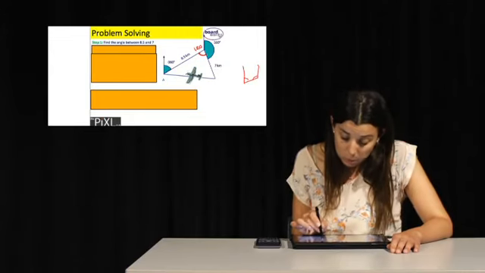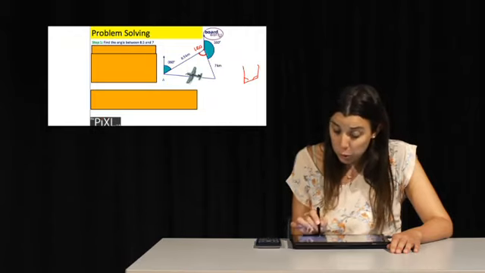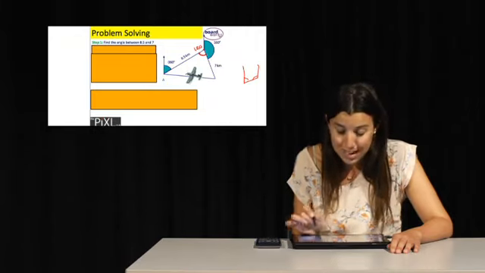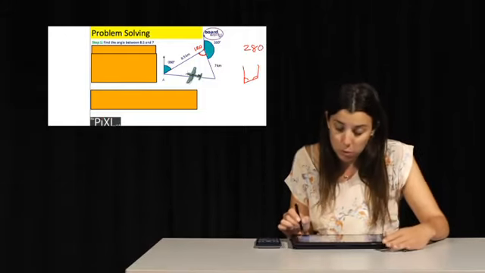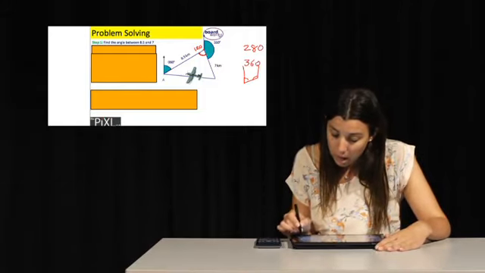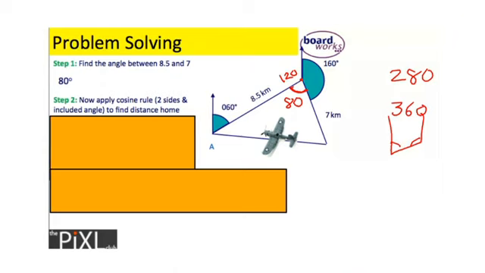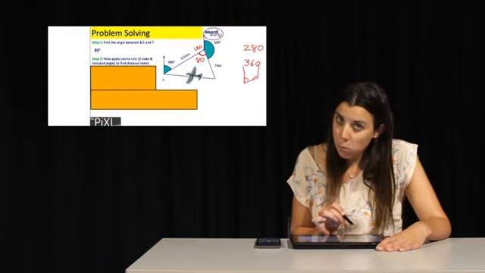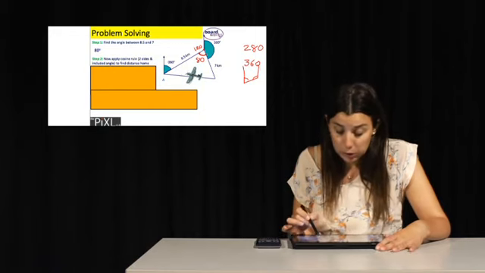We then know that angles at a point add up to 360 degrees. So if the two other angles, 160 and 120, add up to 280, and they all three add up to 360, our missing angle just here will be 80. Our second step is now to apply cosine rule. The reason why we're applying cosine rule is because we have two sides and an included angle.